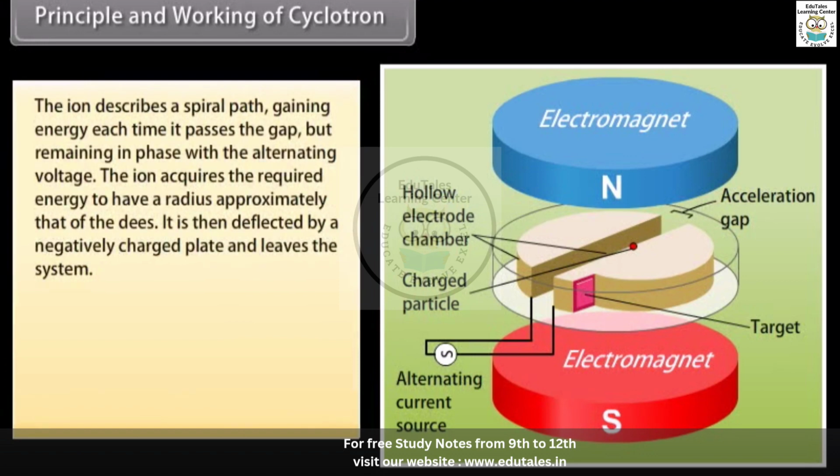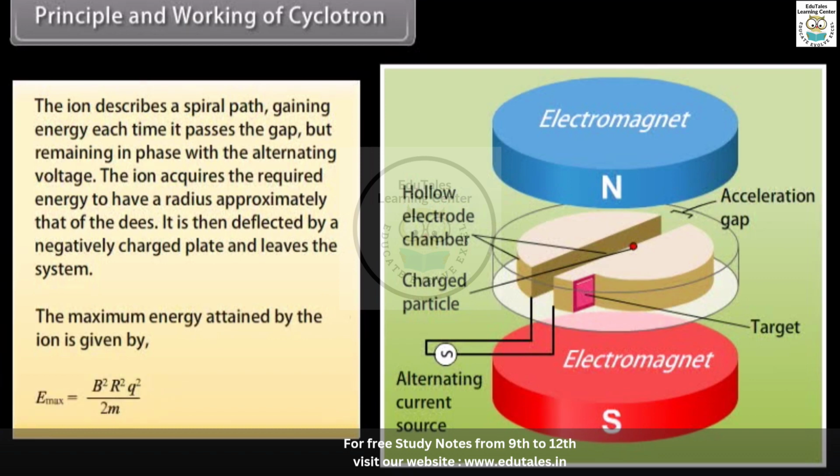The ion describes a spiral path, gaining energy each time it passes the gap, but remaining in phase with the alternating voltage. The ion acquires the required energy to have a radius approximately that of the Ds. It is then deflected by a negatively charged plate and leaves the system. The maximum energy attained by the ion is given by B squared, R squared and q squared divided by 2m.